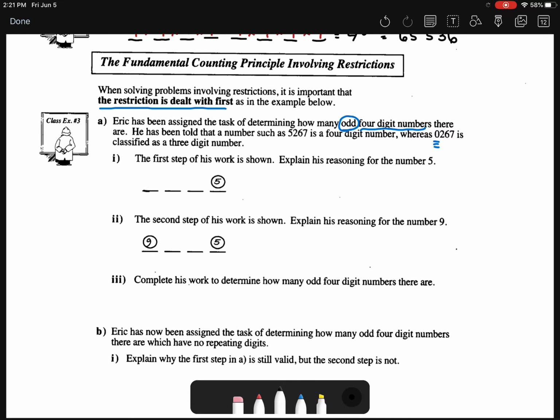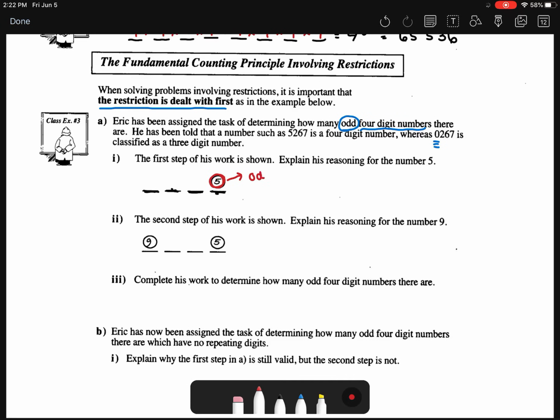So the first thing I notice is that they have 4 blanks that are drawn out here, okay? There's 1, 2, 3, and 4. Again, those represent the 4 digits of my 4-digit number. Now, the reason he has the 5 here at the end is not because that's the number 5. Remember, that's the number of options that I have for that space. Now, why do I have 5 options there?